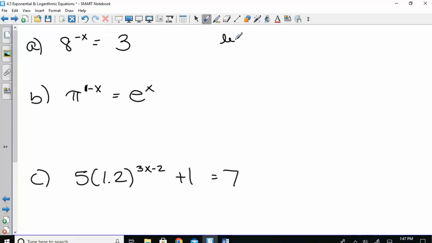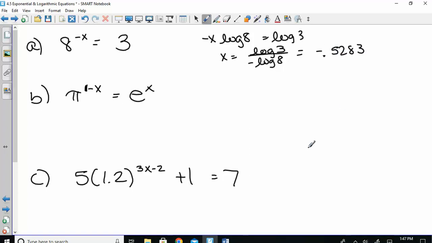You add your log, so the negative x comes down. So you divide by a negative log 8, and what did you get? Yep. So that one's okay? Alright, this one.